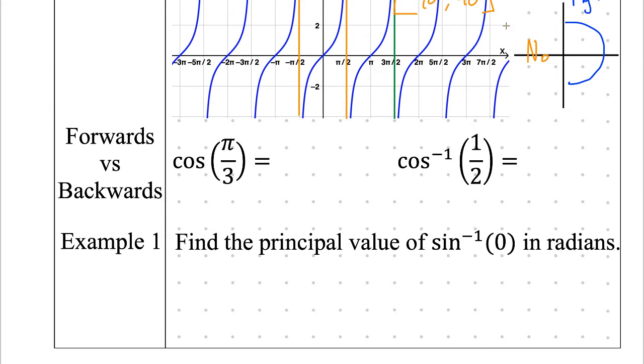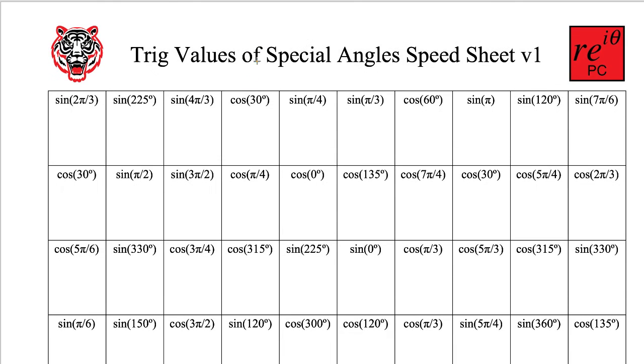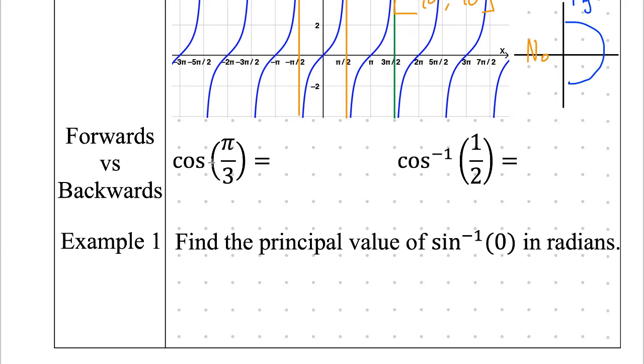So let me talk about what we were doing before. This is going forwards, what I would consider forwards with the trig values of special angles that we've been doing for our speed sheet. So going forwards, cosine of pi over 3, and then this is the mental picture that you get. You say, okay, pi over 3, where does that live? Pi over 3 is basically 60 degrees. It lives right there, and then I make my right triangle comes down right here, and I say, okay, that's going to be a length of 1/2 and a length of square root of 3 over 2 for that 30, 60, 90 triangle.